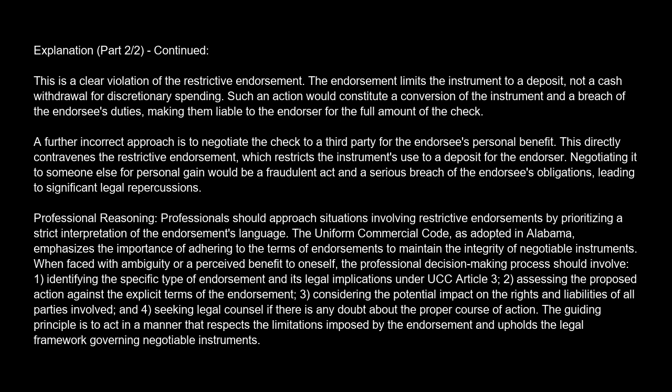Professionals should approach situations involving restrictive endorsements by prioritizing a strict interpretation of the endorsement's language. The Uniform Commercial Code, as adopted in Alabama, emphasizes the importance of adhering to the terms of endorsements to maintain the integrity of negotiable instruments. When faced with ambiguity or a perceived benefit to oneself, the professional decision-making process should involve: 1. Identifying the specific type of endorsement and its legal implications under UCC Article 3. 2. Assessing the proposed action against the explicit terms of the endorsement. 3.